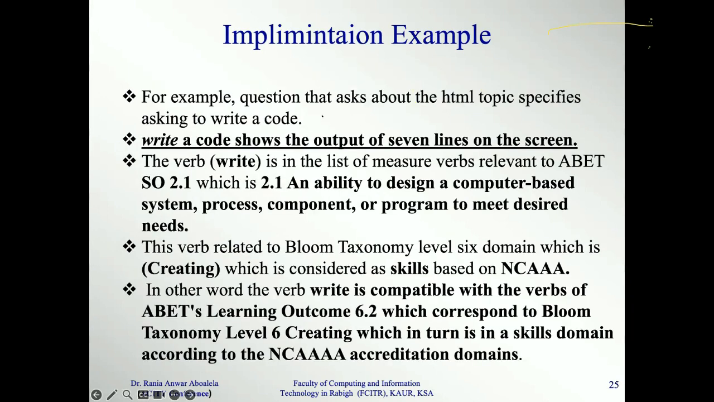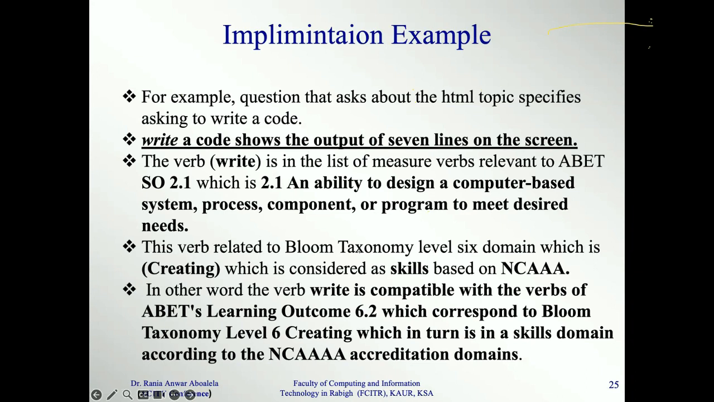So the questions that ask about the HTML topic specify asking to write a code like this: write a code that shows the output of 7 lines on the screen. The verb write is in the list of major verbs relevant to ABET student learning outcome 2.1, which is an ability to design a computer-based system, process, component, or program to meet desired needs. So this is the verb, and this is the learning outcome.